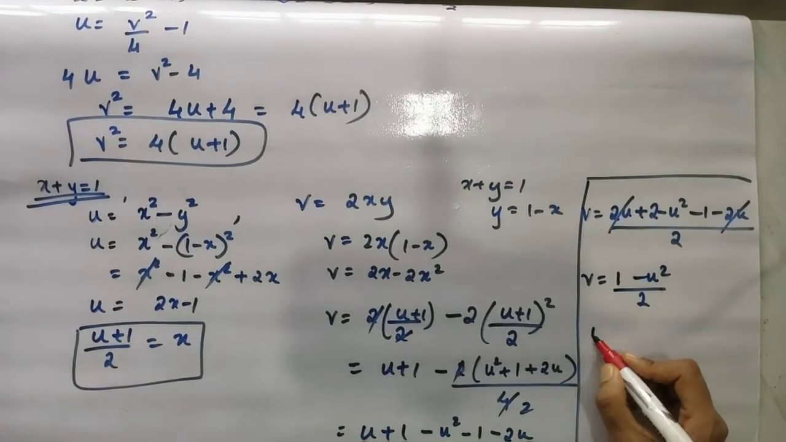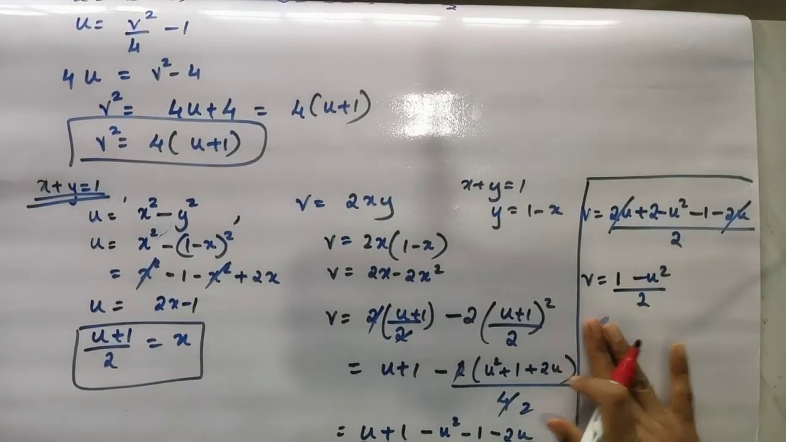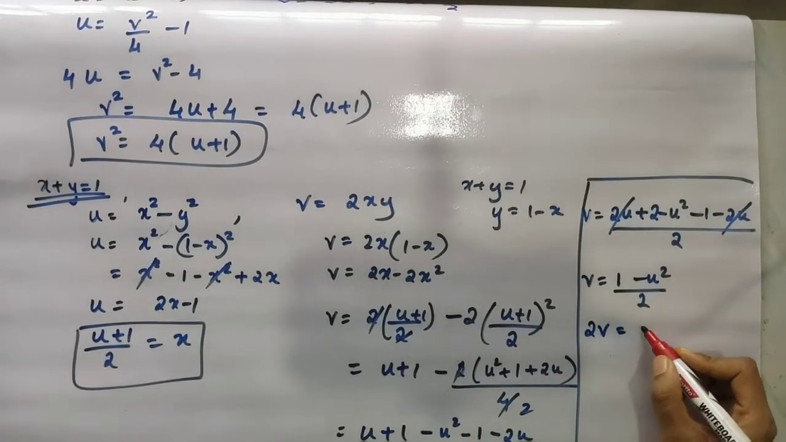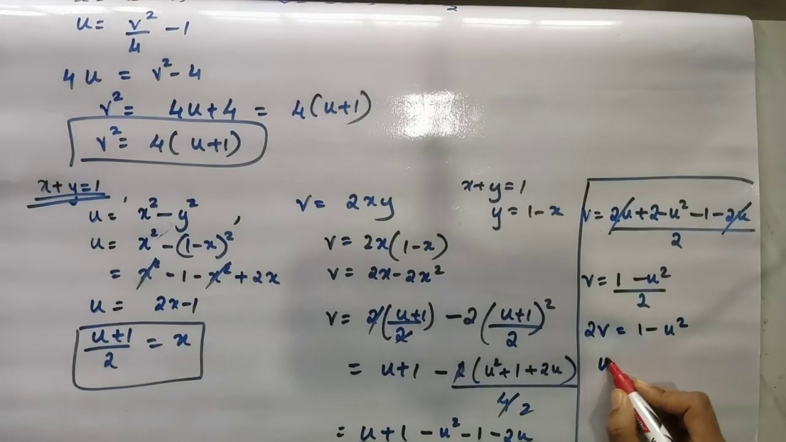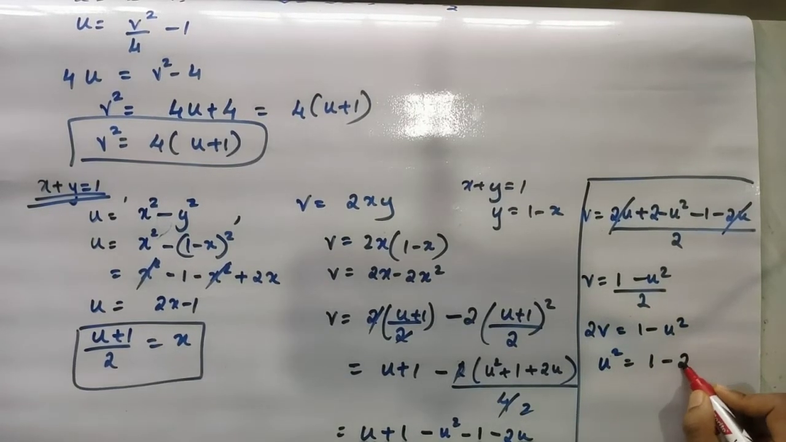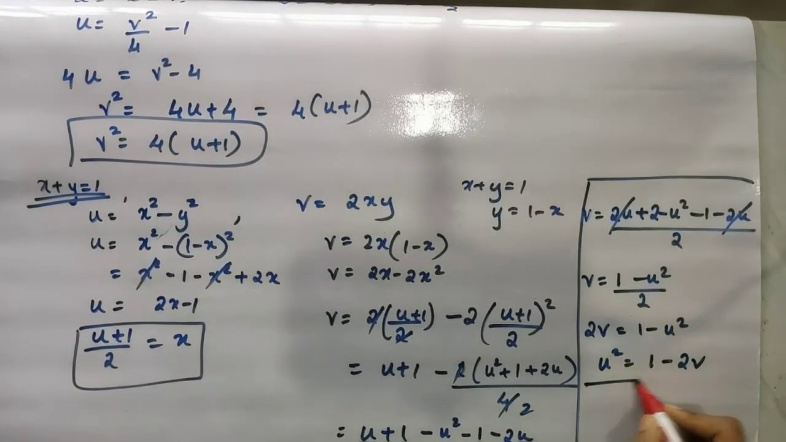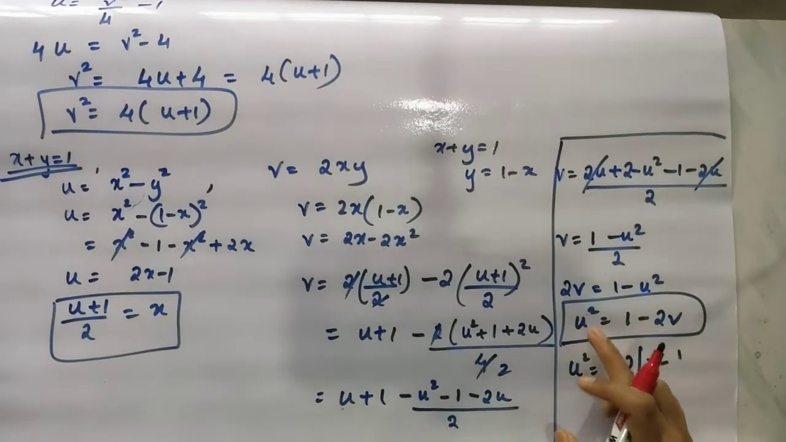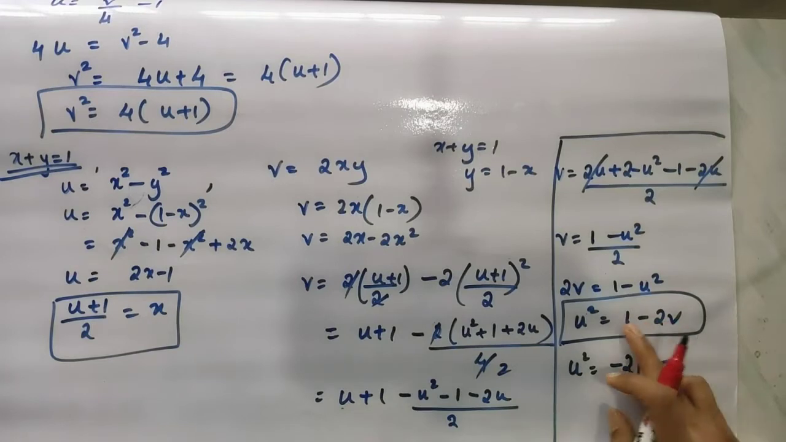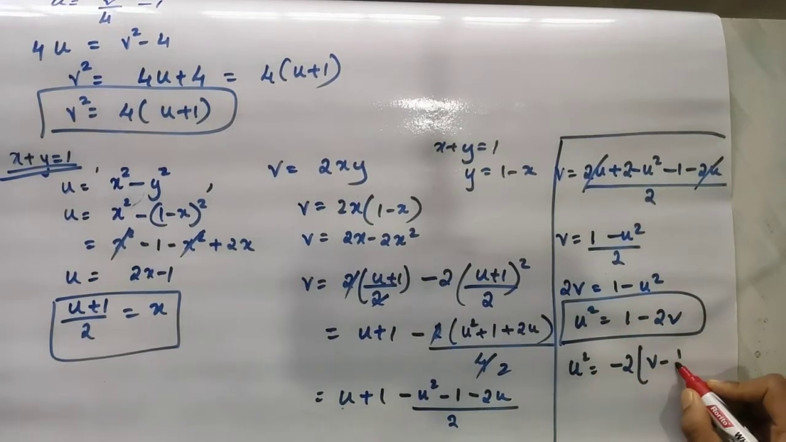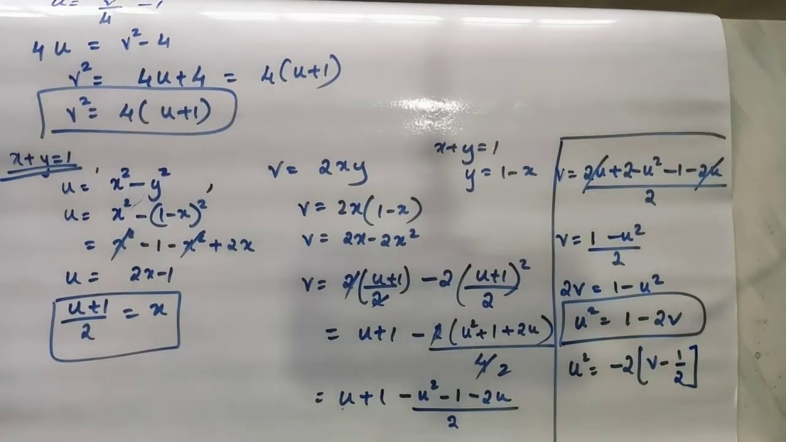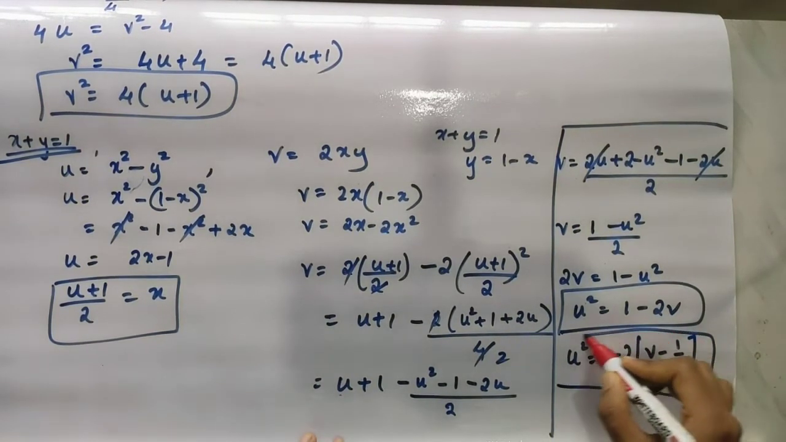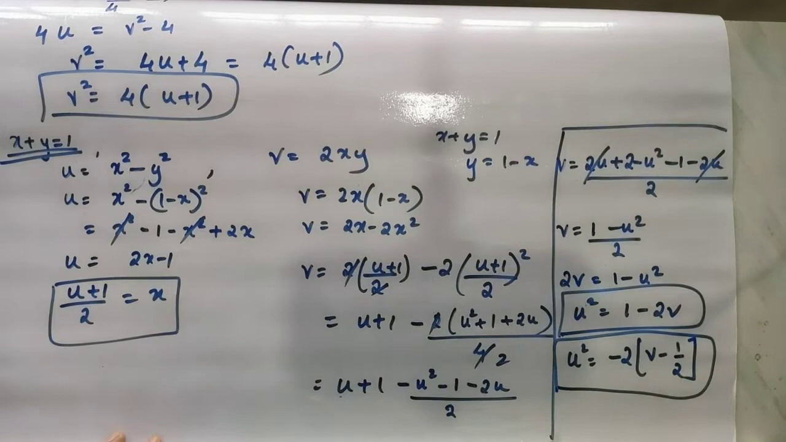Or I can separate my u square from here. I'll do one more step: 2v is equal to 1 minus u square, or u square is equal to 1 minus 2v. Okay, you will have this equation. Or I can rewrite the same equation as u square equals minus 2 common, v minus half. Is it okay? So this is the final equation for this line.